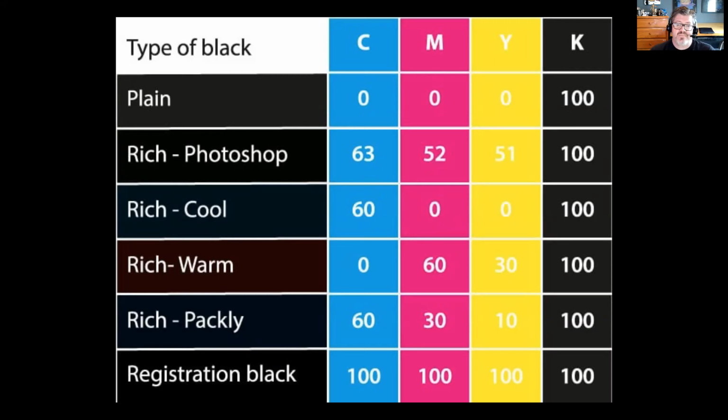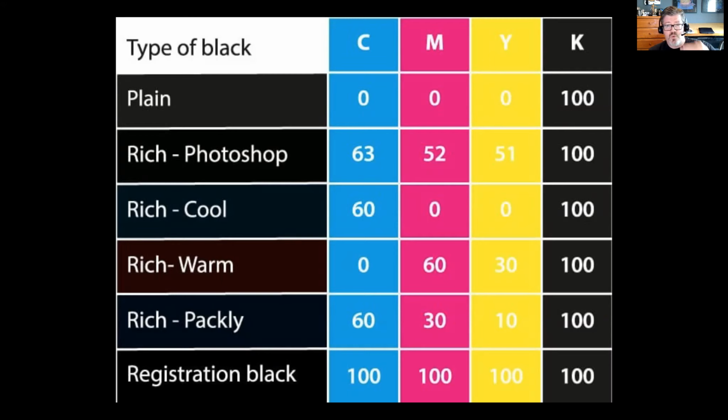So here's some different scales that people use. If you want to just have a good solid black, what I tend to do is actually like 25% cyan, 25% magenta, 25% yellow, and then 100% black. And that makes a nice, even dark black.